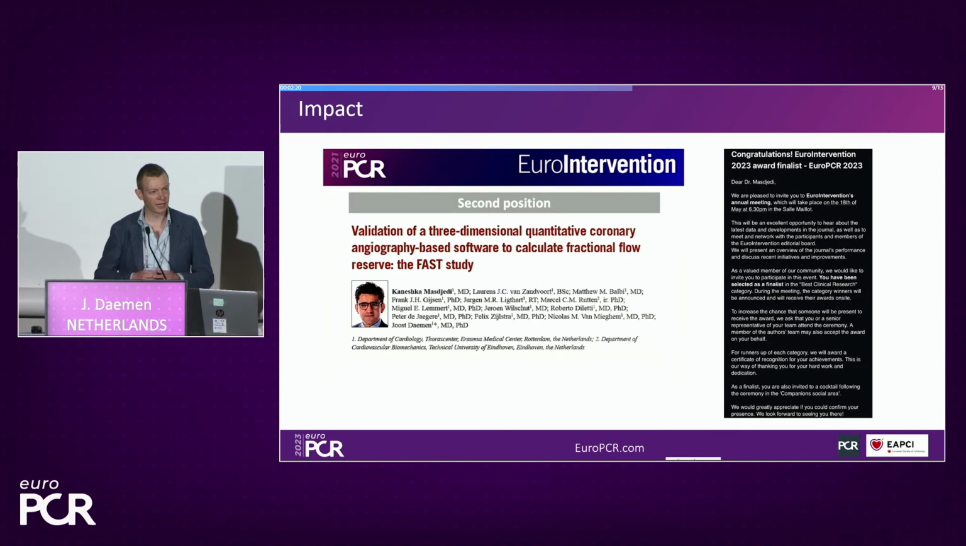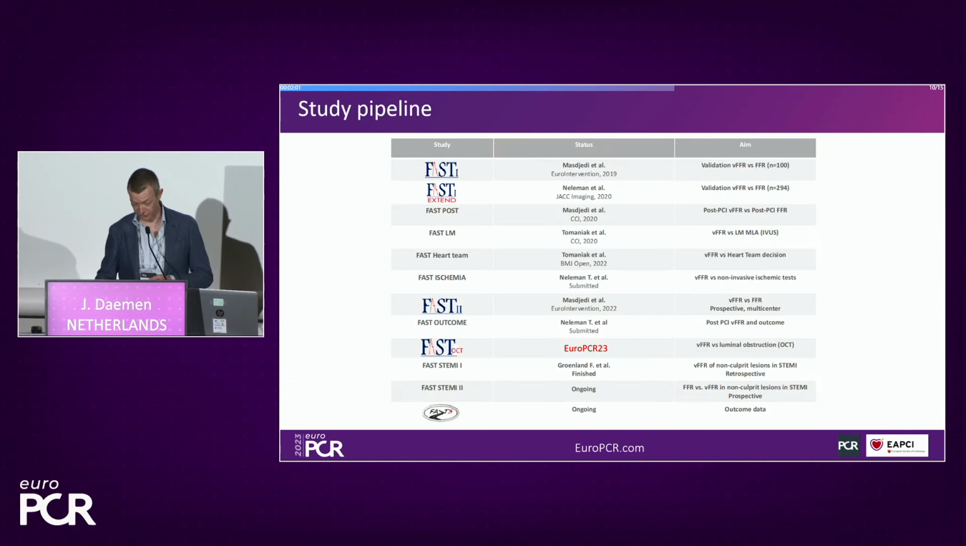So there's a lot of impact of these trials. Just to show you, it's nice that we got the second position of best cited paper in neurointervention for the FAST-1 initial validation trial. But now also this year, tomorrow at PCR, we were awarded for the best cited paper with the FAST-2 study, just illustrating that there's a lot of interest and focus on these technologies.